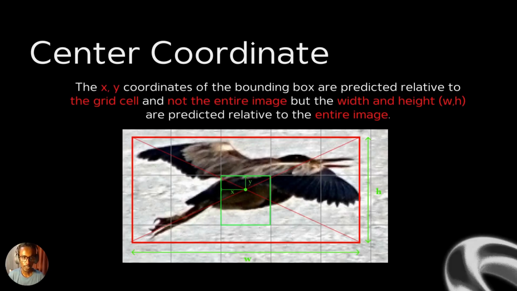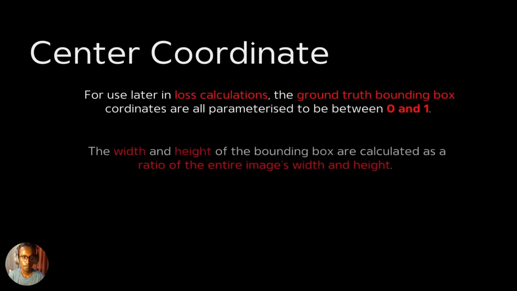The X and Y coordinates of the bounding box are predicted relative to the grid cell and not the entire image. So the X and Y coordinates for the center point of the object that's contained inside the light green grid cell are going to be predicted relative to that grid cell and not the entire image. But the width and height are predicted relative to the entire image.